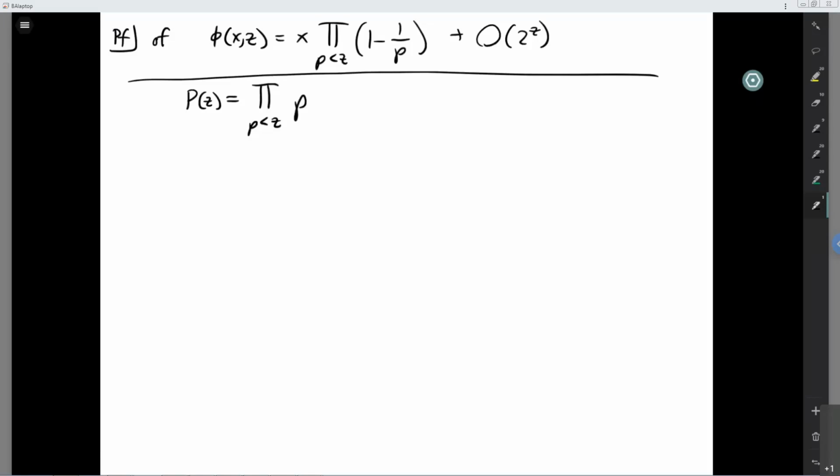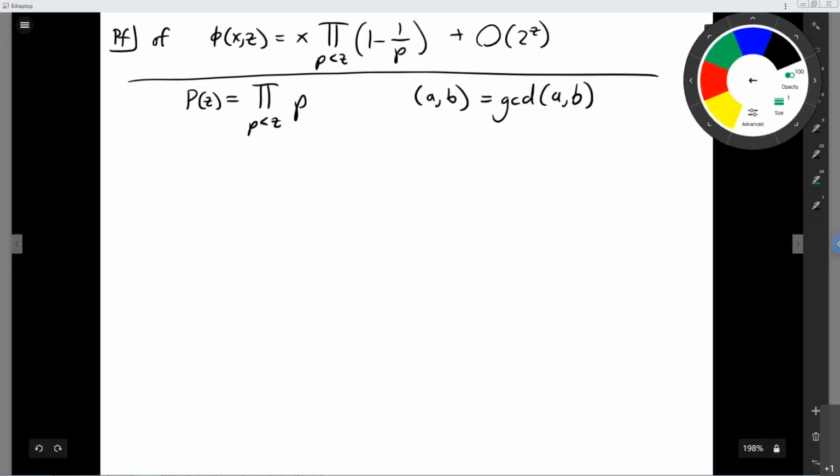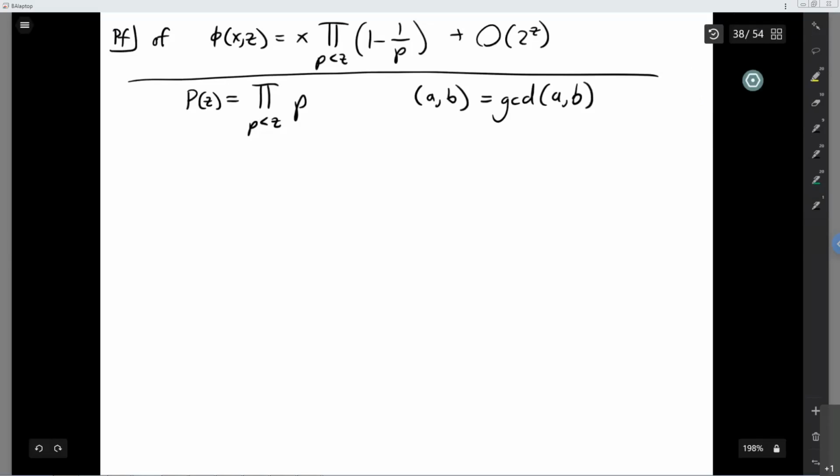Also, if I write a tuple, a comma b, many of you may be familiar with this shorthand, but I just want to make sure that we're all on the same page. We use this to denote the GCD of a comma b. It just saves a bit of writing and keeps everything short.